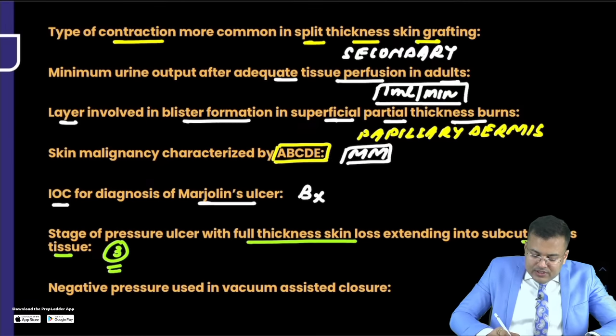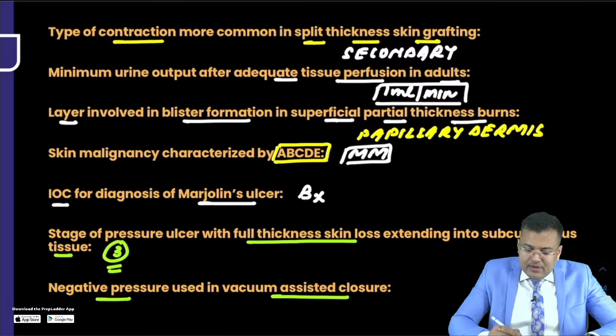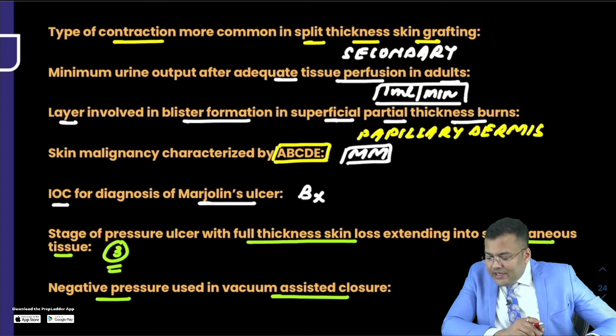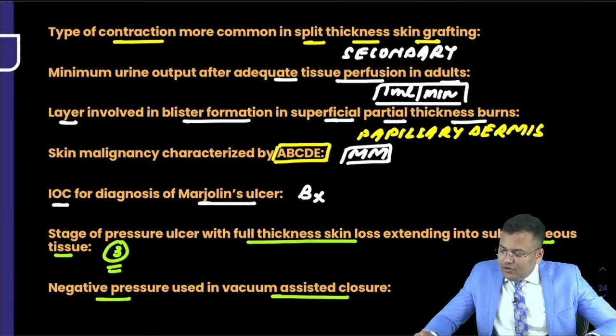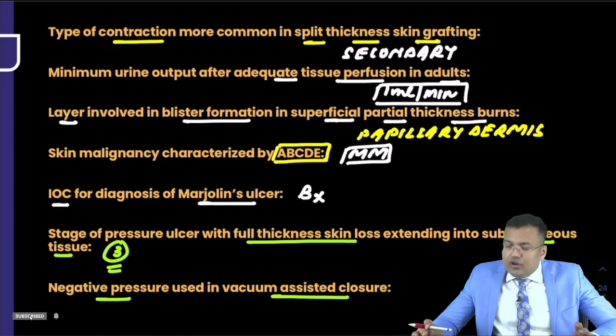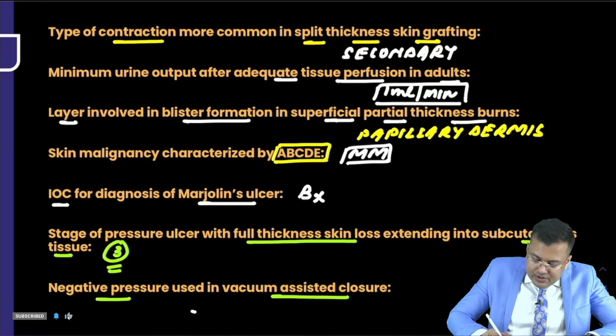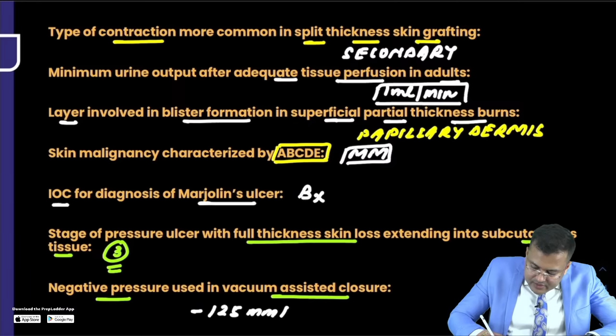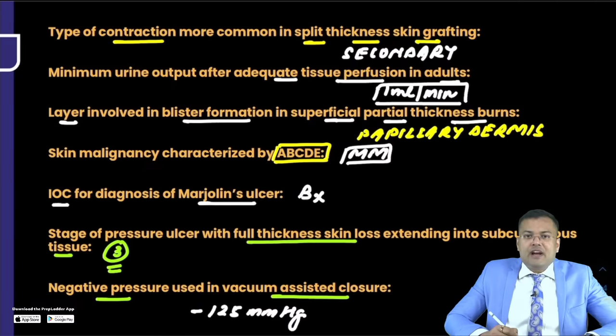Next, how much negative pressure is used in vacuum assisted closure? Tell me, guys. First person to reply, Dr. Joy. Dr. Appu Hariharan, how much? -125 mmHg. So -125 mmHg.